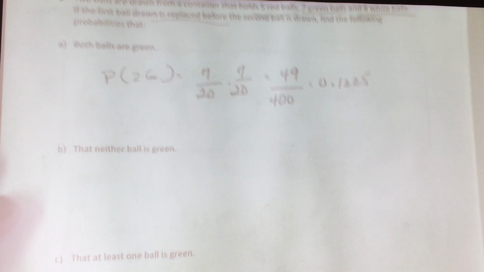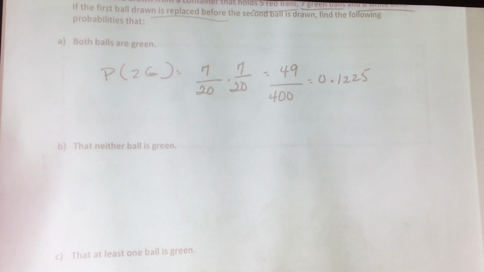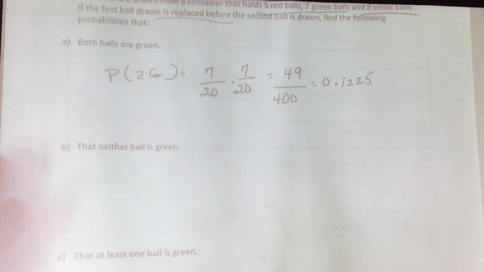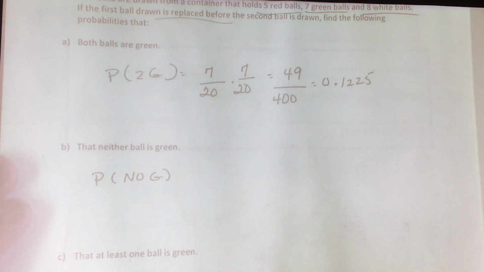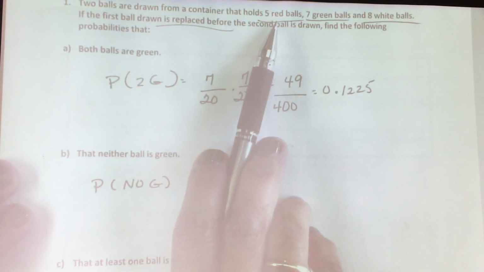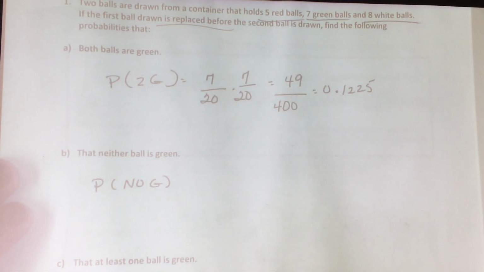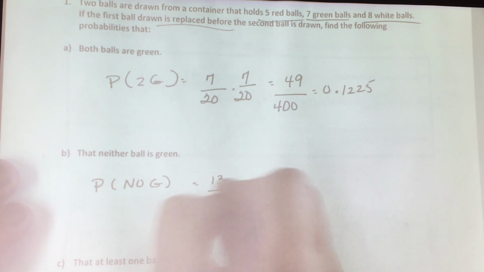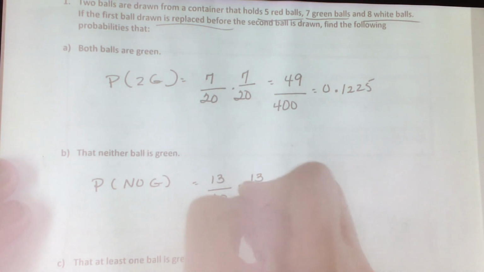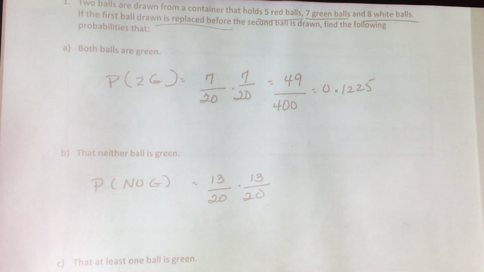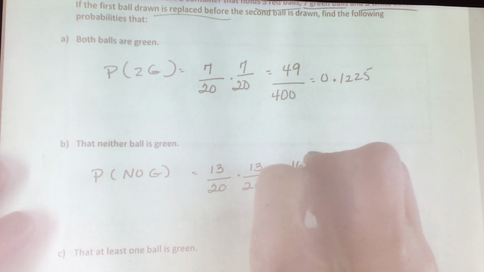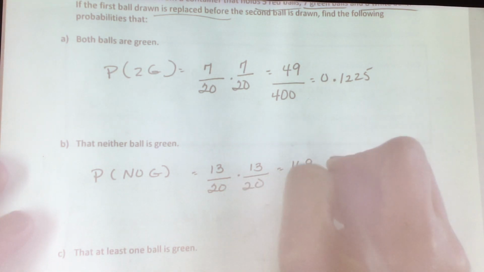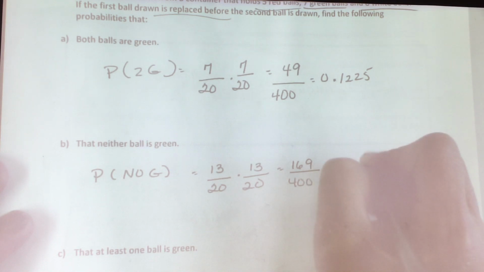Find the probability that neither ball is green. To find the probability that you have no green balls, you've got 5 red and 8 white, which are 13. So 13 out of 20. Again, for the second ball, you have another 13 balls to choose from. So 13 times 13 is 169 over 400, and that is equal to 0.4225.